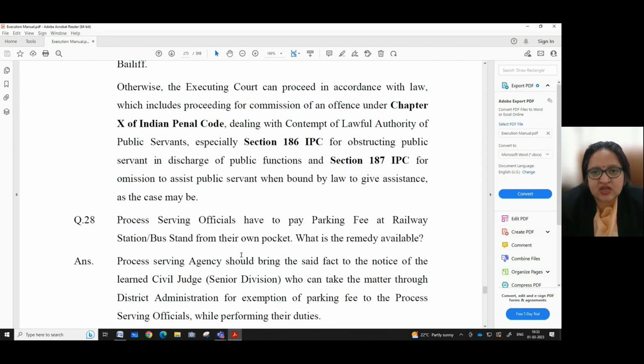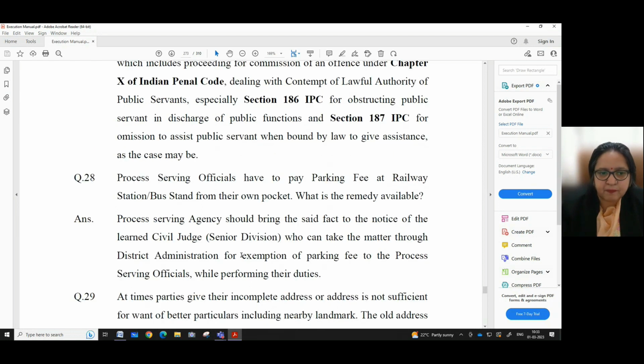Otherwise, the executing court can proceed in accordance with law, which includes proceeding for commission of an offence under Chapter 10 of the Indian Penal Code, dealing with contempt of lawful authority of public servants, especially Section 186 IPC for obstructing public servant in discharge of public functions, and Section 187 IPC for omission to assist public servant when bound by law to give assistance, as the case may be.